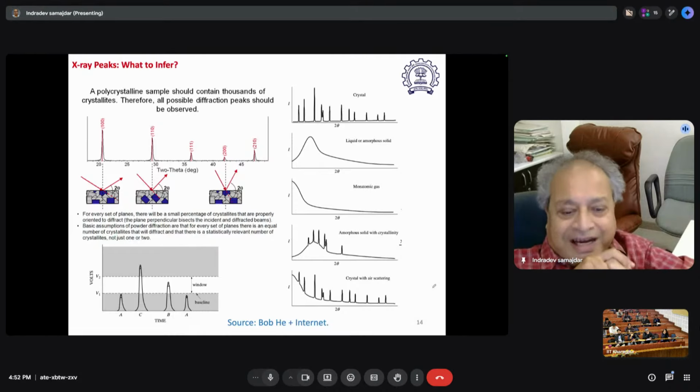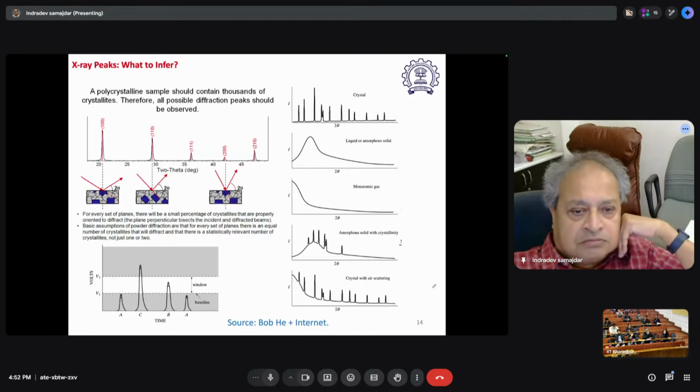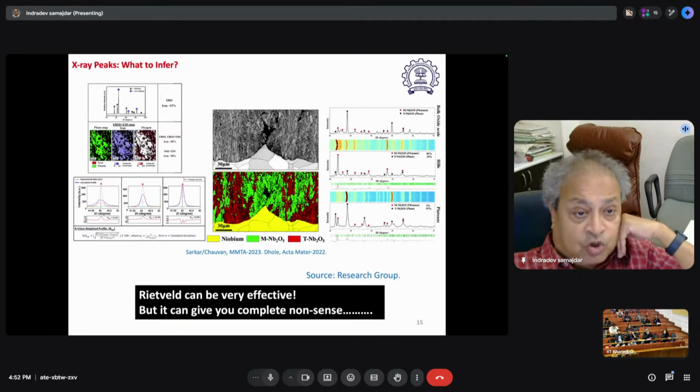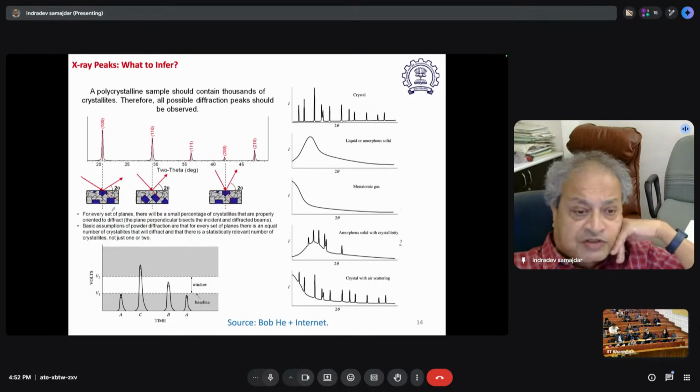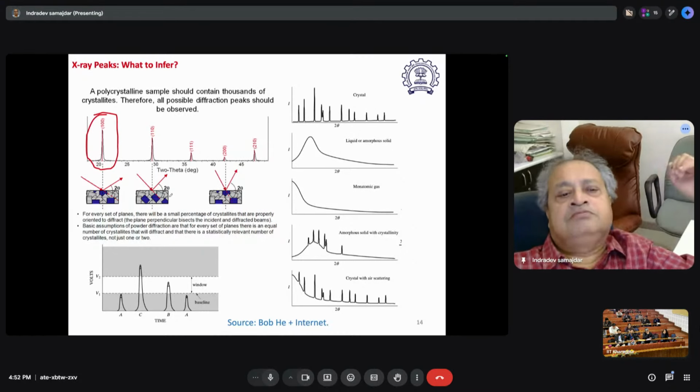Ultimately, what you are getting is an XRD pattern. In a powder sample, each of these things which are satisfying, meeting the Bragg condition, they give you a peak. So what's important in the peak? Peak to background.